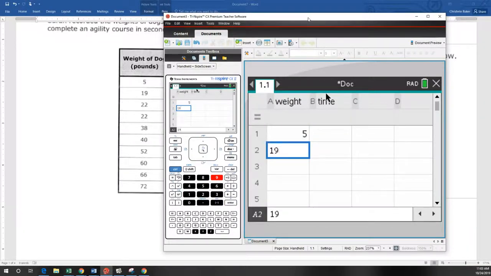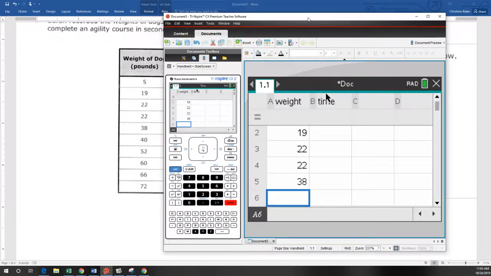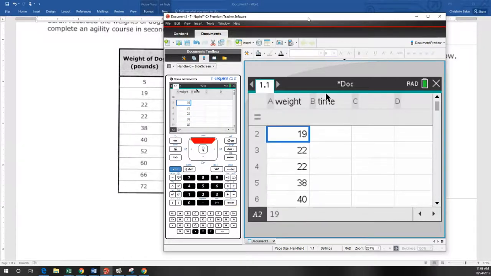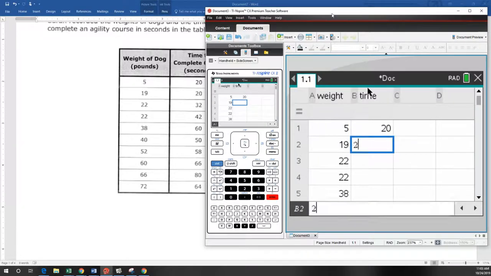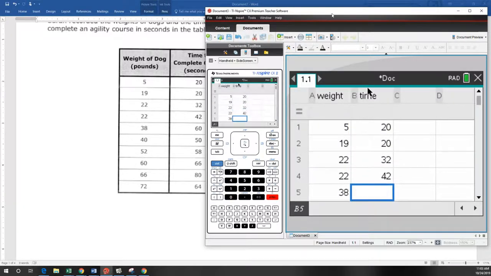So 5, 19, 22, 22, 38, 40, 52, 60, 66, 72. All right, and my Y values, my time, was 20, 20, 32, 42, 60, 50, 58, 66, 80, and 64. You have to make sure that you press enter after the last one. If you leave it like this, the calculator is going to have some issues.